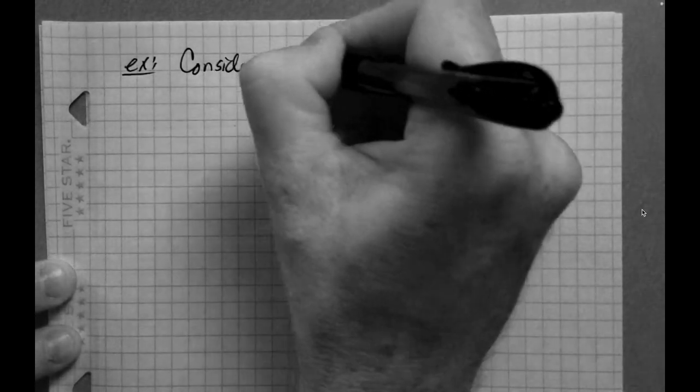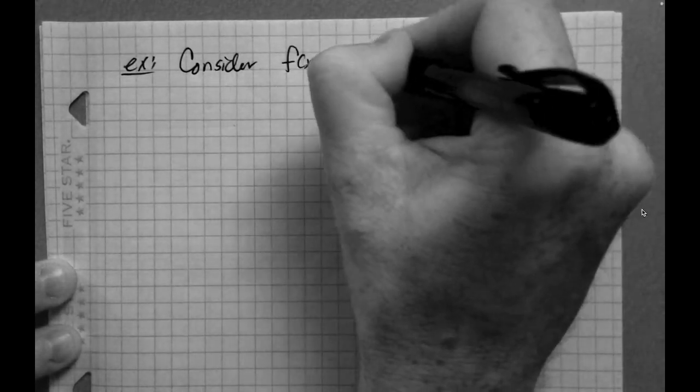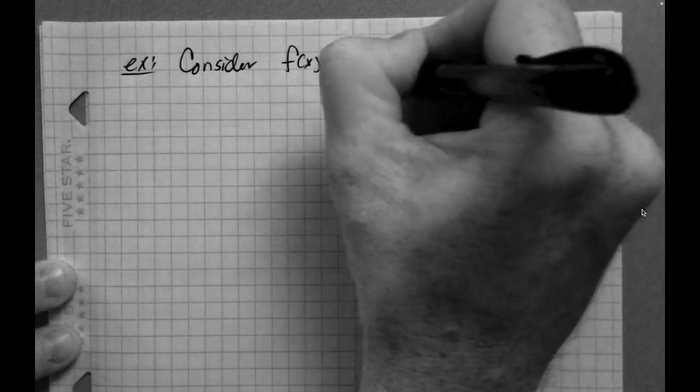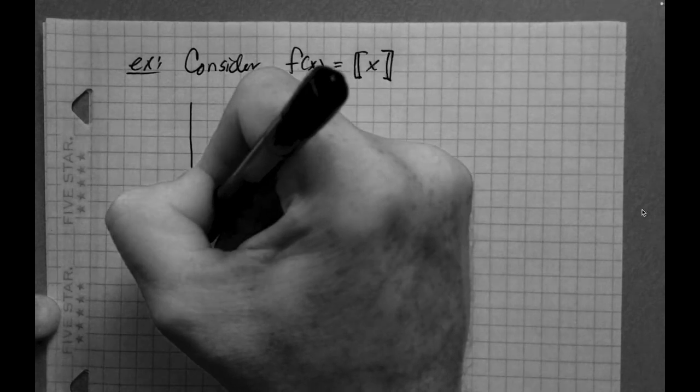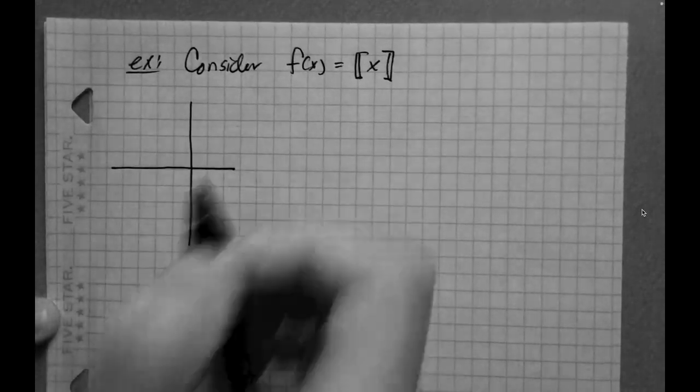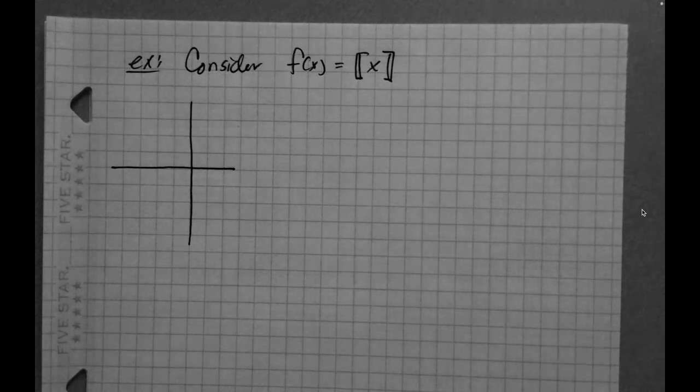So consider the function f of x equals the truncation function of x. Let's draw a picture of what this function does. It's defined for any real number x. You plug in a real number x, and what you get out is an integer.